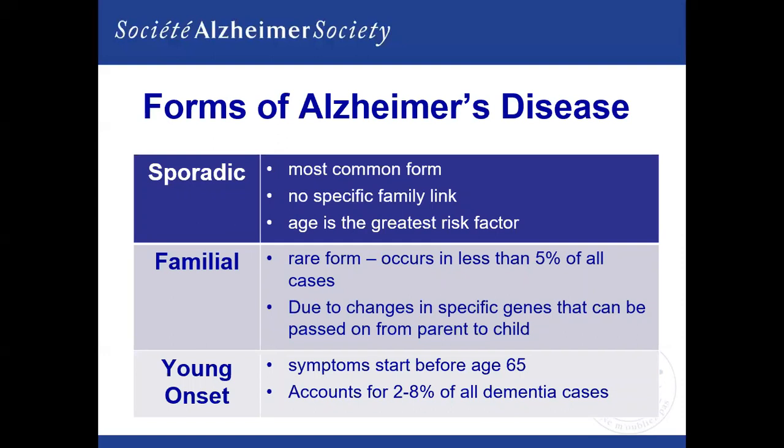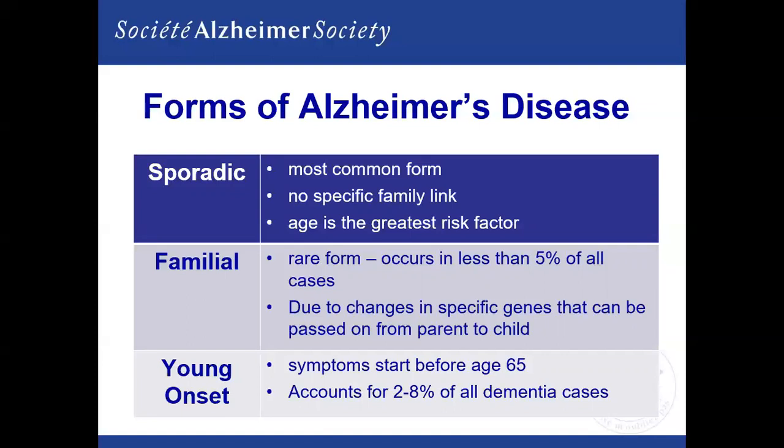Now, when symptoms of Alzheimer's disease happen before the age of 65, we use the term young onset Alzheimer's disease, or this was previously called early onset Alzheimer's disease. Young onset Alzheimer's accounts for an estimated 2 to 8% of all dementia cases. And while it is rare, our statistics show that 16,000 Canadians under the age of 65 are currently living with a young onset form of dementia.